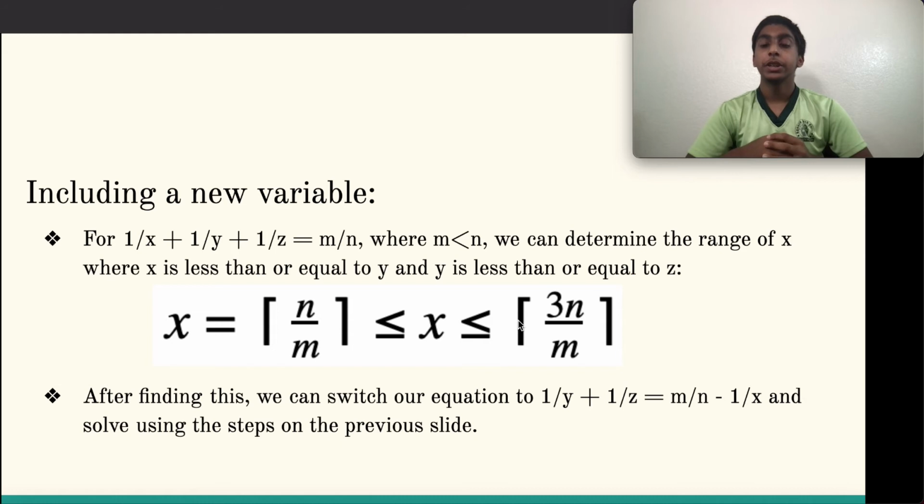After finding this, we can switch our equation to 1 over y plus 1 over z is equal to m over n minus 1 over x. So they didn't do anything fancy here. They simply took this 1 over x and subtracted it from both sides. So now you get 1 over y plus 1 over z is equal to m over n minus 1 over x. And using this, now we can solve it normally because there's only two variables on the left side. So we can simply solve it using our previous equation.